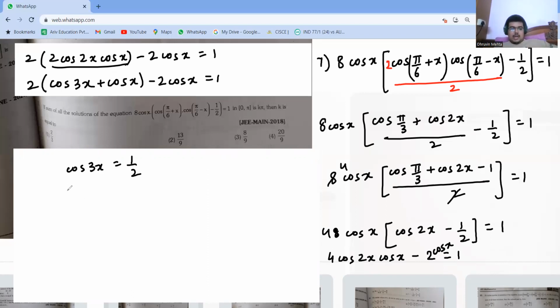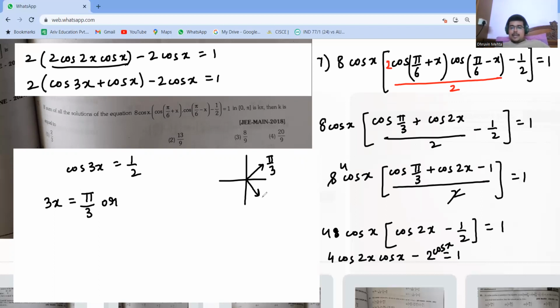See, cos 3x is half. So you guys have to tell me cos of which angle is half. Cos 60 is half. So 3x will either be 60, 60 मतलब अपना pi by 3, or... Now, check this. Cos is positive in which quadrants? It's positive in first and fourth quadrants. First and fourth. So in this, you guys are telling me pi by 3.